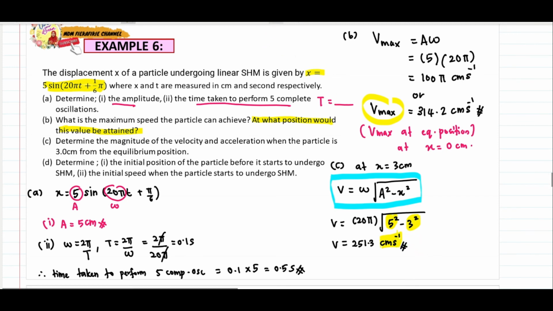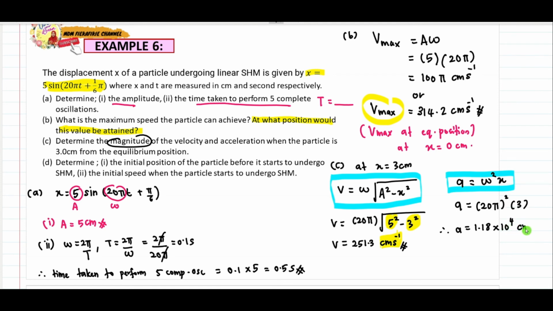Okay? And then, what is the acceleration? So, we want to calculate the magnitude. Okay? So, we ignore the direction, where A is equal to omega squared X. So, this is the equation of acceleration in terms of X. Alright, so now we can write A is equal to omega, 20 pi, squared, X is 3 centimeter. Therefore, acceleration is equal to 1.18 times 10 power of 4 centimeter per second squared. The answer must be correct, with the correct unit.